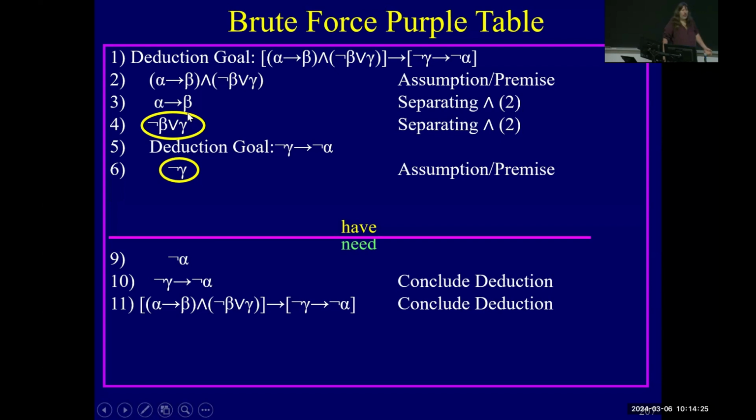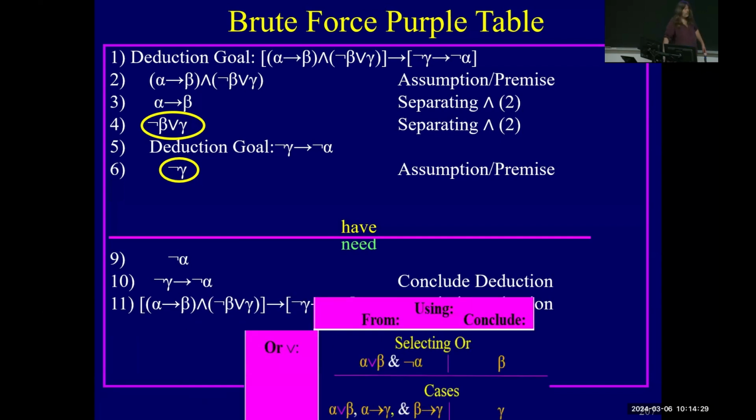We have this is an OR. What can you do with ORs? You bring in the table. Remember, I've given you this table to help you, right? You look up OR, how do I use an OR, right? Well, I could do cases, but let's not do that. I can do selecting OR, right? If I know the OR and I know one of them's not true, then that gives me that the other is true, right? People seeing this, right?